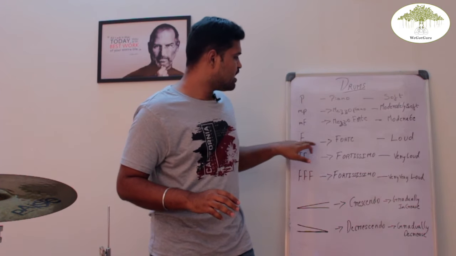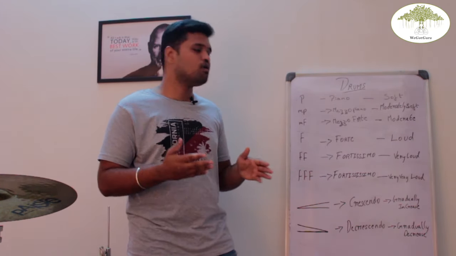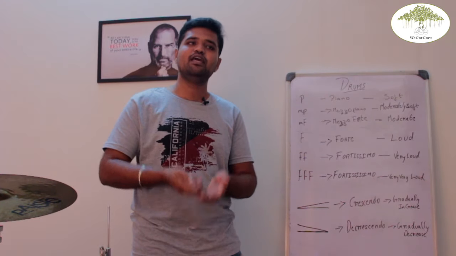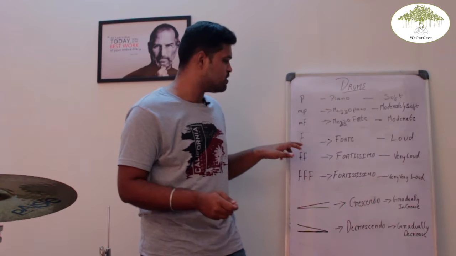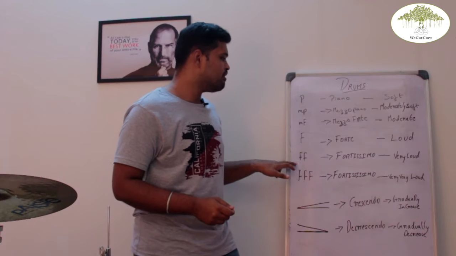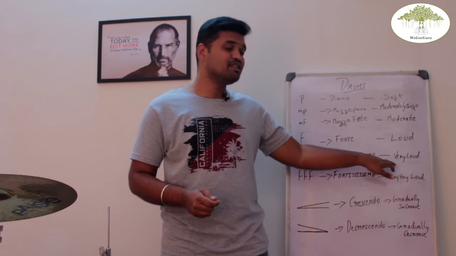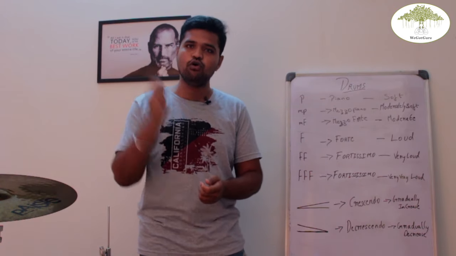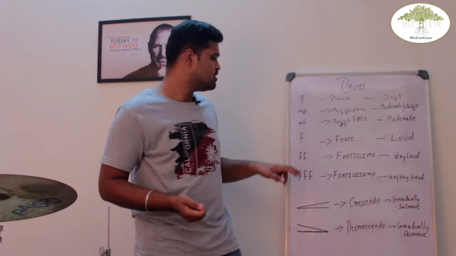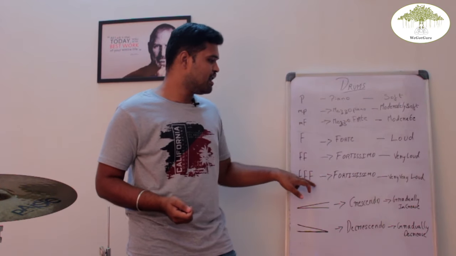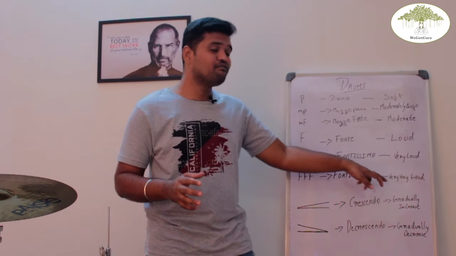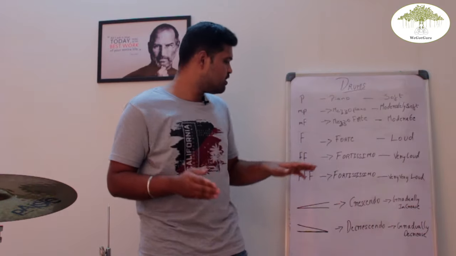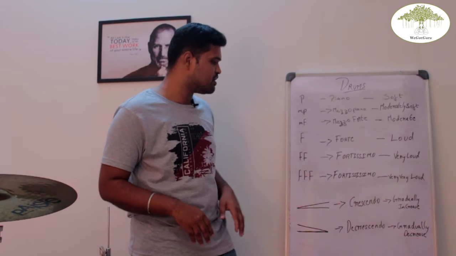Now the forte. Forte means loud. So the force of the hands will be increased now, and we have to make it loud. F means forte. FF means fortissimo, which means very loud. We have to increase the force and the intensity of our hands. And triple F means very, very loud. It is triple louder than the F.